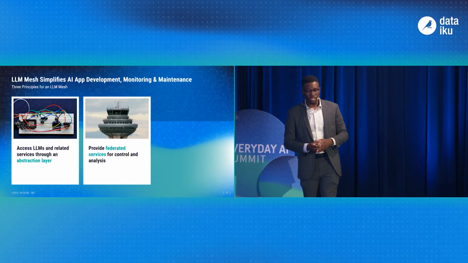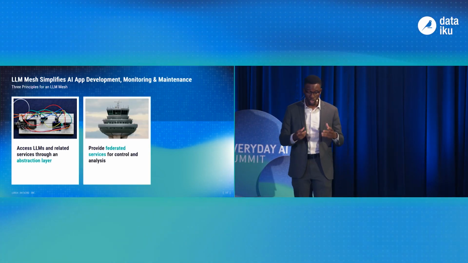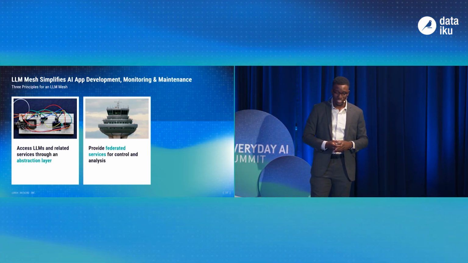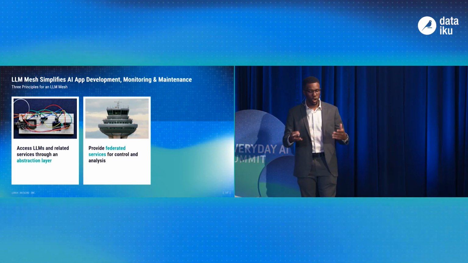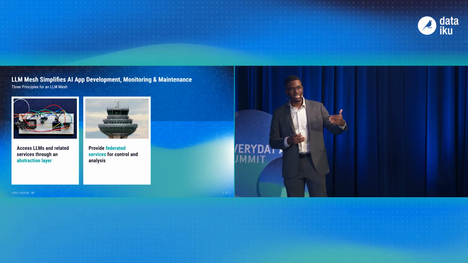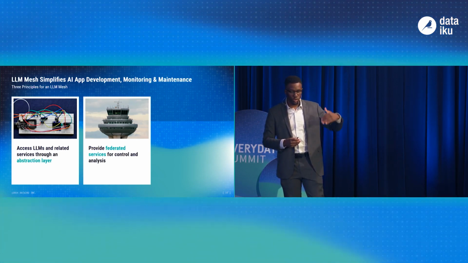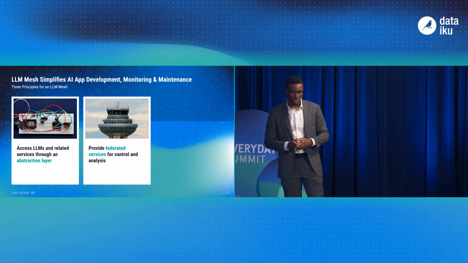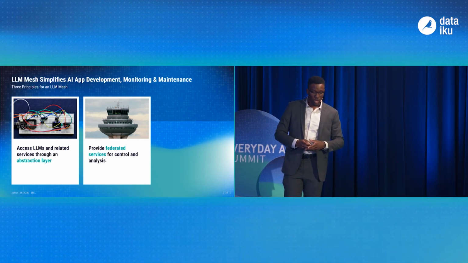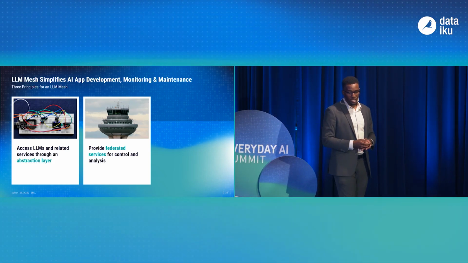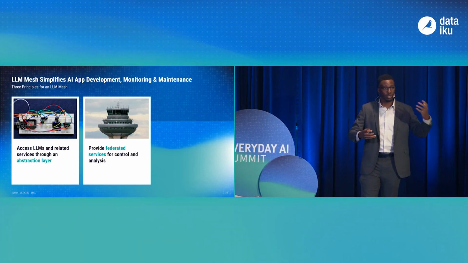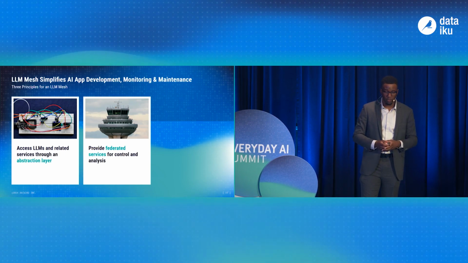Second, an LLM mesh provides federated services for control and analysis. Due to the non-deterministic nature of LLMs, their behavior, performance, cost, all of that is not easy to predict. It's not as easy to predict as those traditional applications that we were developing previously. So, all of the applications that you'll need to build will need these controls on top so we can provide a common shared manner to how we put these into production and ultimately govern them.